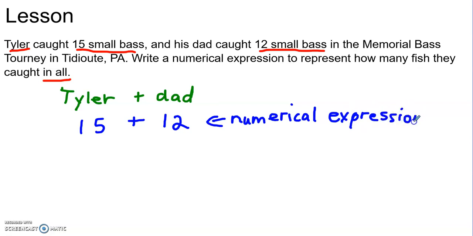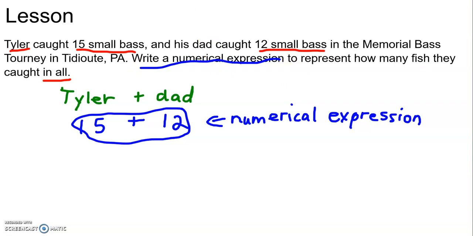After I get my expression, I'm going to relook at it and make sure that I covered everything. And the only thing we're talking about is Tyler and dad and what they caught. So I know I have all the information. Then I reread the problem and it says, write a numerical expression to represent how many fish they caught in all. And that's what I did here, right? I added the 15 plus 12. Notice I did not solve it because the problem did not say to solve it. It said to write a numerical expression.